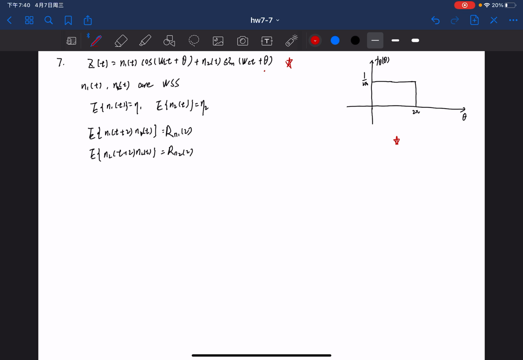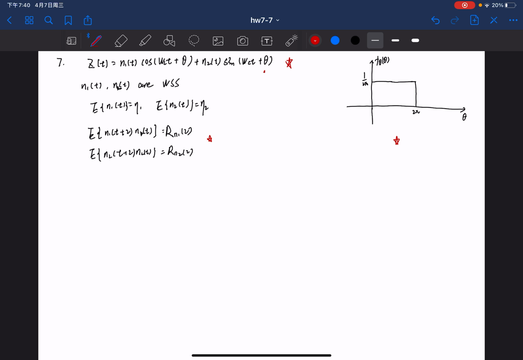And we also know that N1(t) and N2(t) are WSS. So we know the expectation of N1(t) is eta 1 and the expectation of N2(t) is eta 2. And also the autocorrelation of N1(t) is R_N1(tau), and the autocorrelation of N2(t) is R_N2(tau).